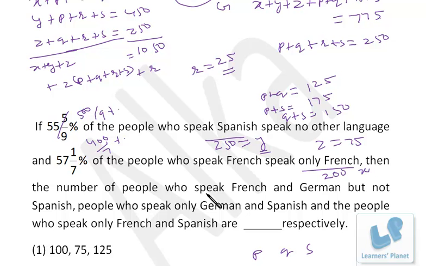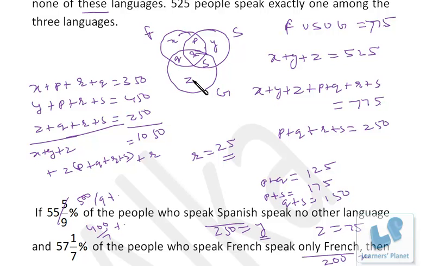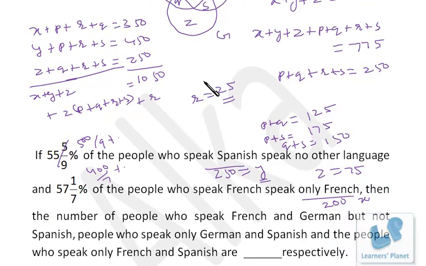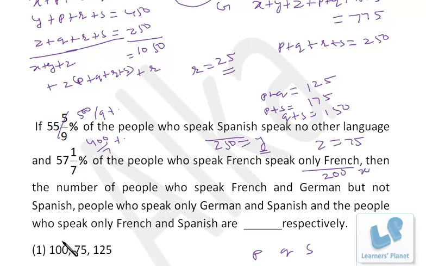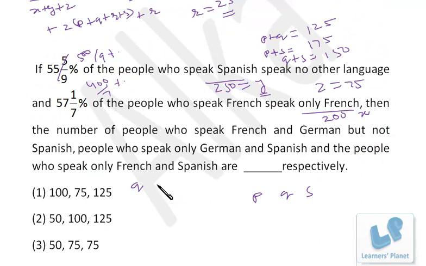Now here we have to find out French and German. French and German, that means Q. So first data must be Q. Then German and Spanish, second data must be S, and then P, right? So Q, S, P. Now we have to see the option where Q plus S is 150, right? So Q plus S, that means first data plus second data, that should be 150.